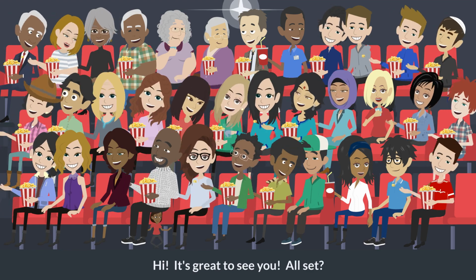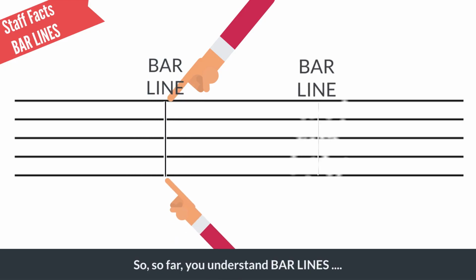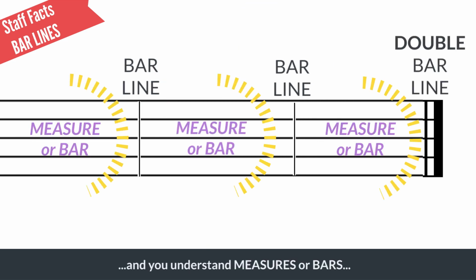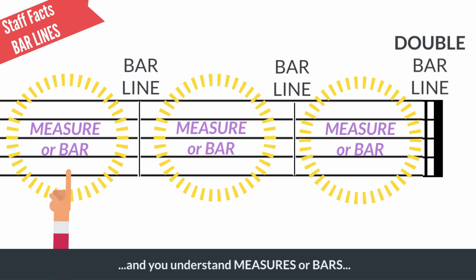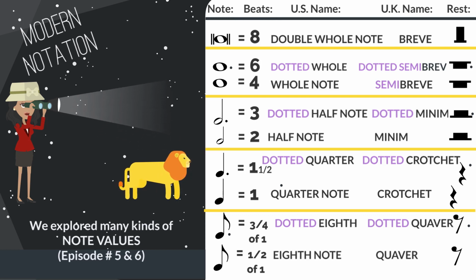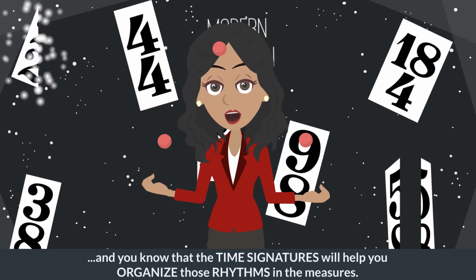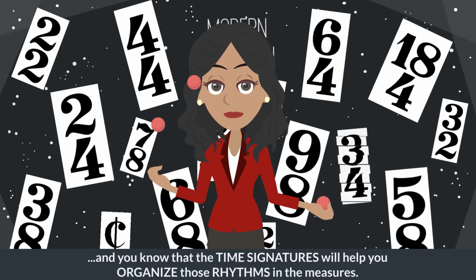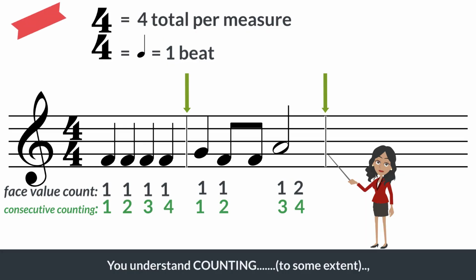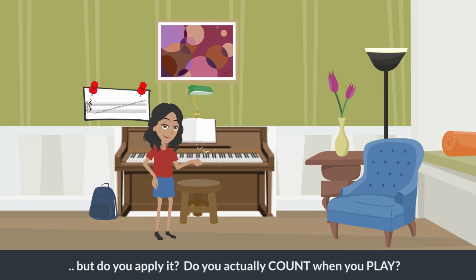All set? So far you understand bar lines, and you understand measures or bars. We explored many kinds of note values, and you understand you can put those note values together to make many interesting kinds of rhythms. And you know that the time signatures will help you organize those rhythms in the measures. You understand counting, to some extent, but do you apply it? Do you actually count when you play?